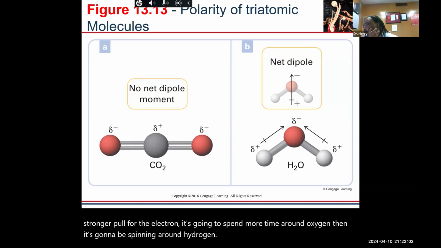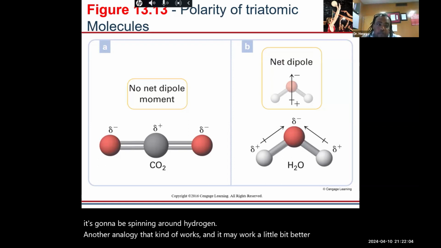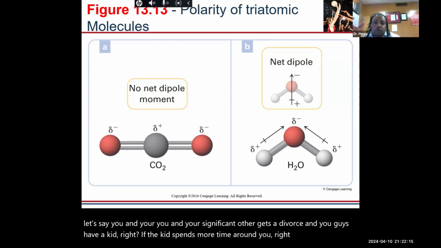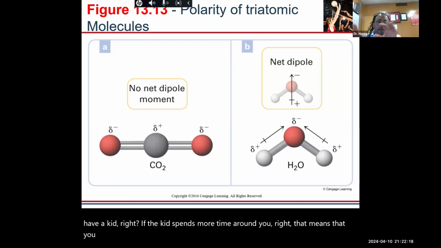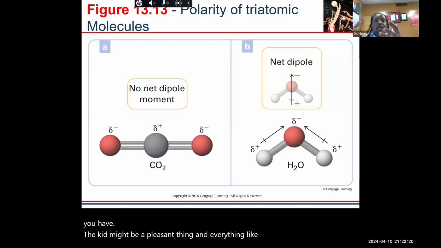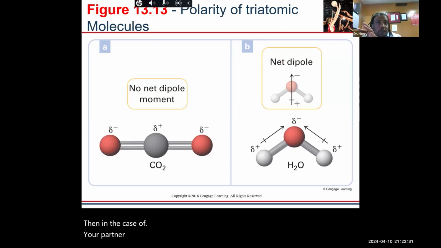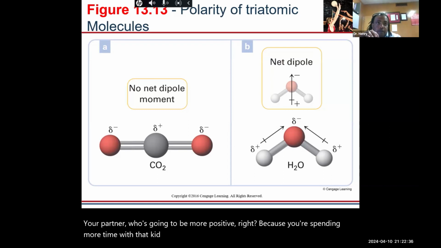Another analogy that kind of works, and it may work a little bit better for you, is let's say you and your significant other get a divorce and you have a kid, right? If the kid spends more time around you, the kid might be a pleasant thing and everything like that, but overall, the kid being a negative charge, it's going to make you more negative, right? Than in the case of your partner, who's going to be more positive, right? Because you're spending more time with that kid than your partner is. Okay.